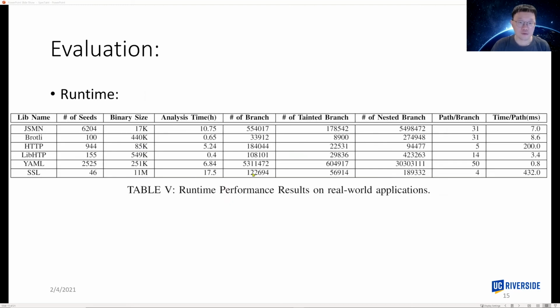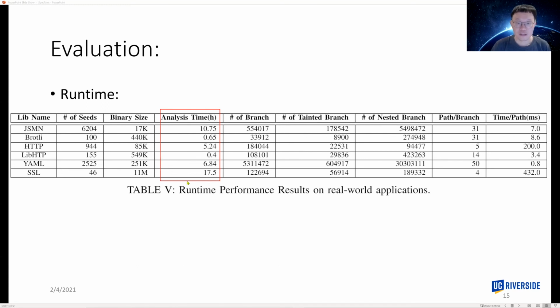This table shows the runtime performance of SpecTaint. SpecTaint extends the system emulator, which by nature inherits its overhead. In theory, SpecTaint should pay more overhead for analysis. As can be seen from this table, the analysis time ranged from around half an hour to 17 hours, and it depends on the program size and number of seed inputs.